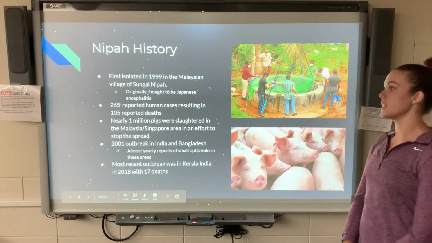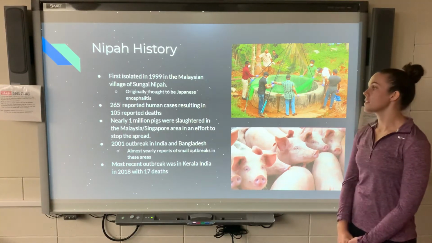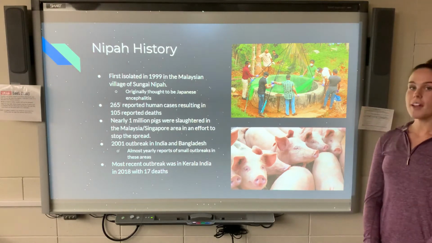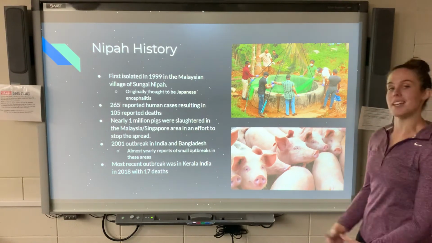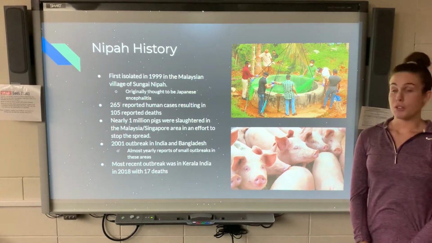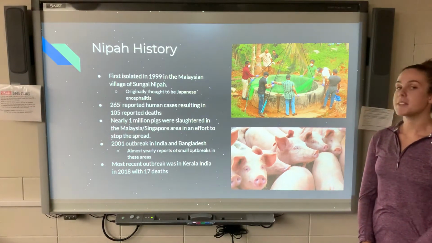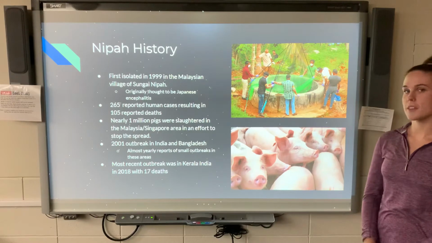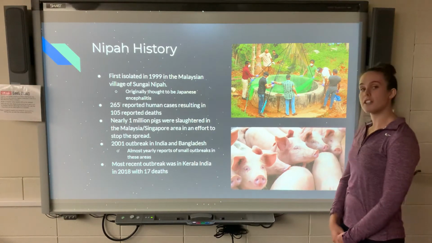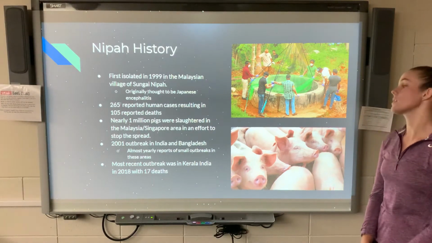So the history of the Nipah virus. The first isolated incident of Nipah virus was in 1999 in the Malaysian village of Sungai Nipah. That's where it got its name from, Nipah virus. When the disease first came through, they originally thought that it was Japanese encephalitis. There were some problems with this because Japanese encephalitis typically affects children, and the people that were getting sick in this village were mostly adults.